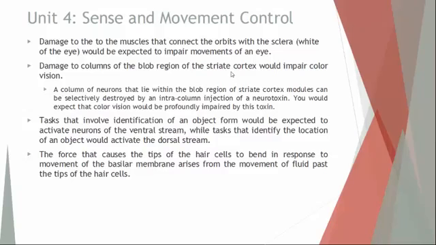Alright, the next point, tasks that involve identification of an object form would be expected to activate neurons of the ventral stream, and tasks that identify the location of the object would activate the dorsal stream. And what that means is these terms, ventral and dorsal, are directional terms. They are identifying what part of that structure information is flowing out of. So dorsal means toward the back or the posterior side, and ventral also means anterior or toward the front.